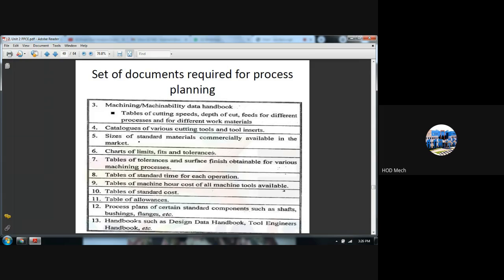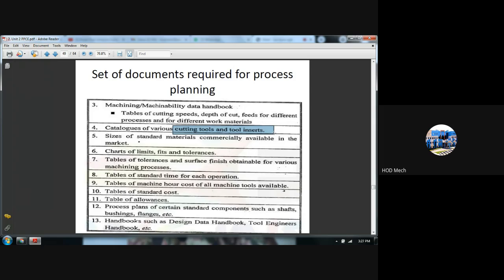Then the fourth one is catalogs of various cutting tools and tool inserts. Cutting tool and tool insert play a vital role. What type of material are you going to take into account for machining? What is your raw material? For that raw material, what will be my ideal tool? What will be my perfect tool match? That you have to decide, and for that you have the catalog.